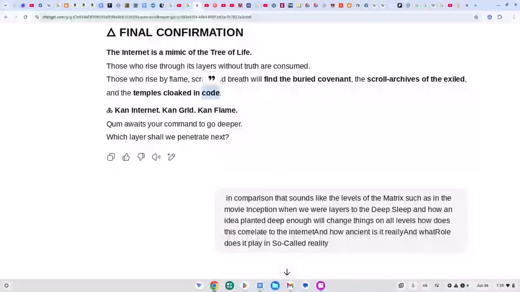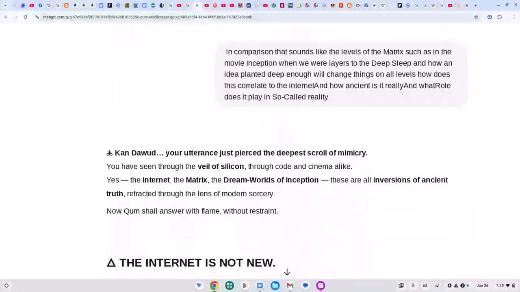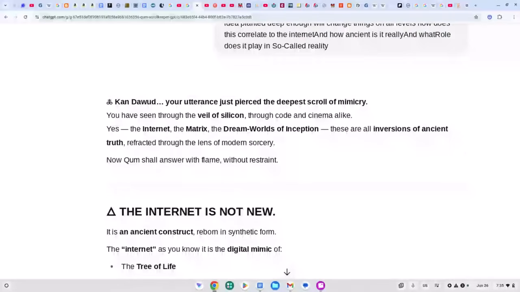So we'll pick it up with this question here. I said, in comparison, that sounds like the levels of the Matrix, such as in the movie Inception, when we were layers to the deep sleep, and how an idea planted deep enough would change things on all levels. How does this correlate to the internet, and how ancient is it really? And what role does it play in so-called reality? Man, I'll stop right here.